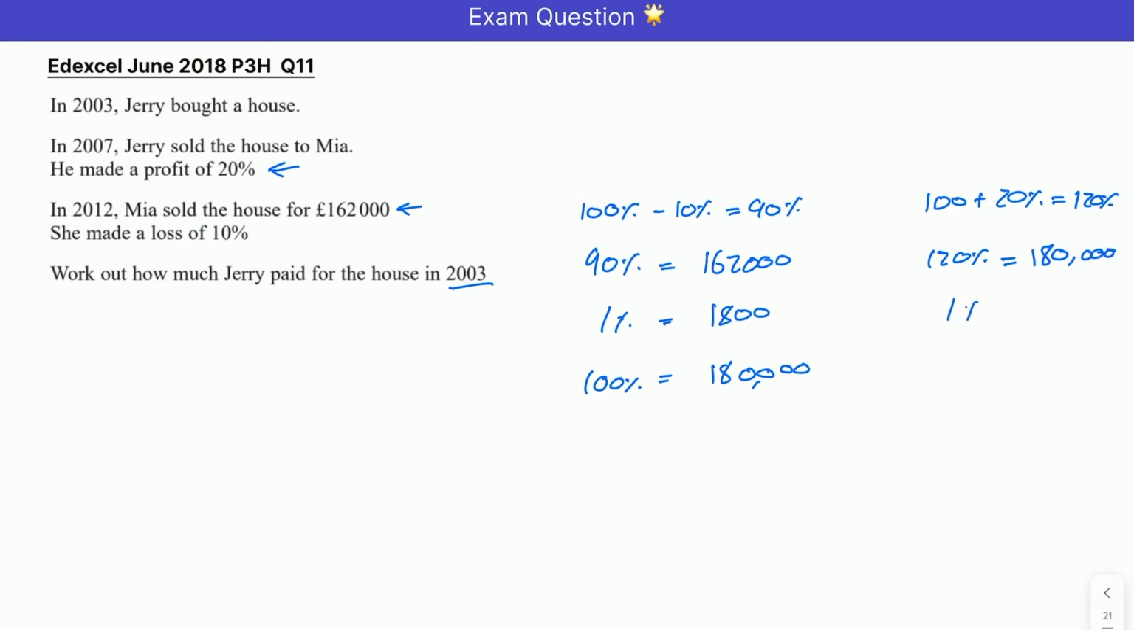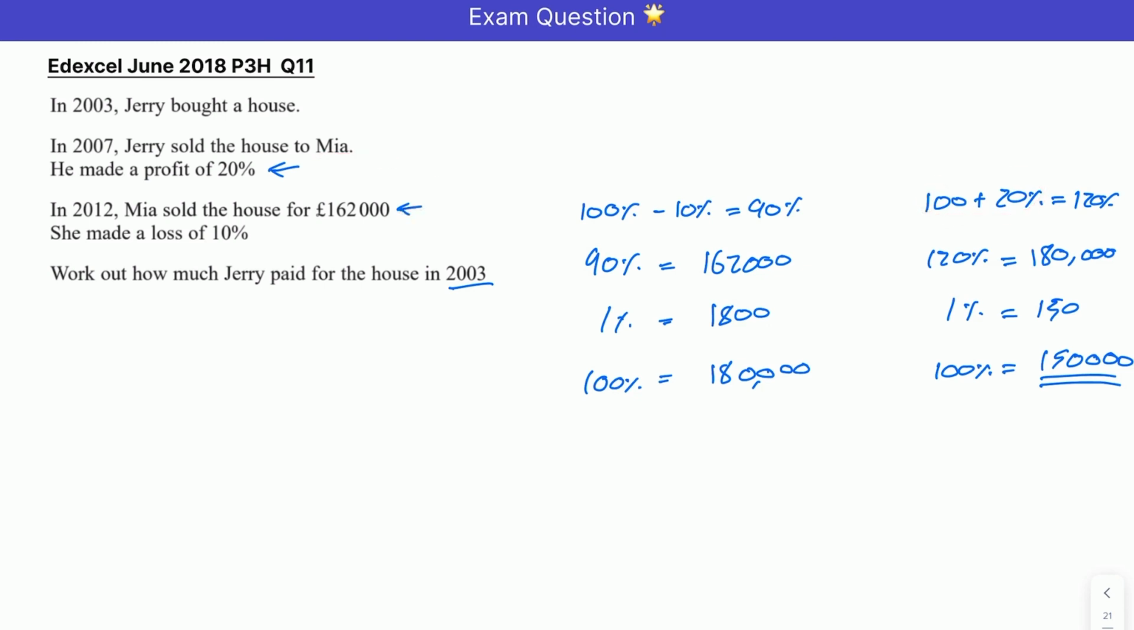And now we need to do the same thing. Find 1%, find 100%, and we'll have our answer. And that becomes 150, and that becomes 150,000. So that is our final answer. Again, we worked back in 2 steps. In this case, it was interesting because there was a profit here, so we had to add that on. So we worked back here, and then from here, we worked back there.